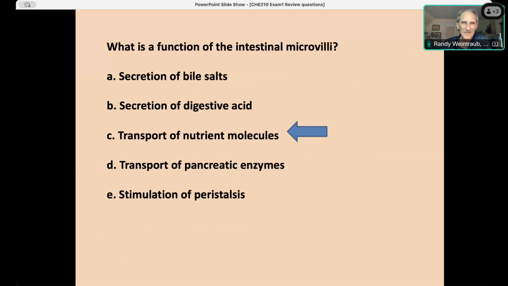What's the function of the intestinal microvilli? That is for absorption and transport. So we're transporting from the GI tract into either the lymphatic system or into the bloodstream. A huge amount of surface area does that kind of thing.